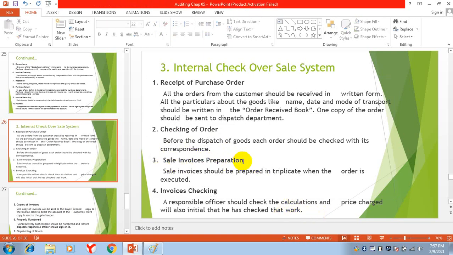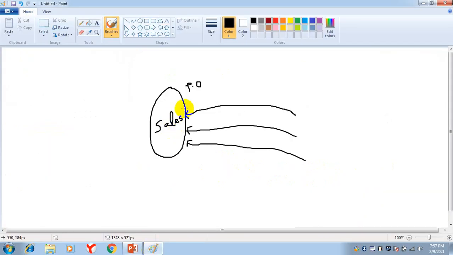Then sale invoices preparation. Sale invoices should be prepared in triplicate when the order is executed. When you send goods, because you are selling goods on credit, you will write an invoice. You will send an invoice to the purchaser. Here is the purchaser. So you will send invoice. So there should be 3 copies of the invoices.